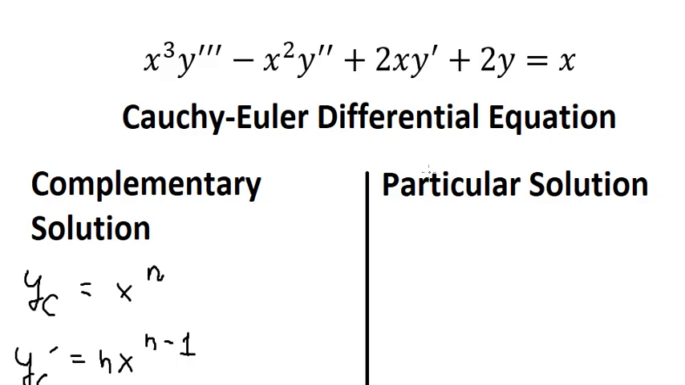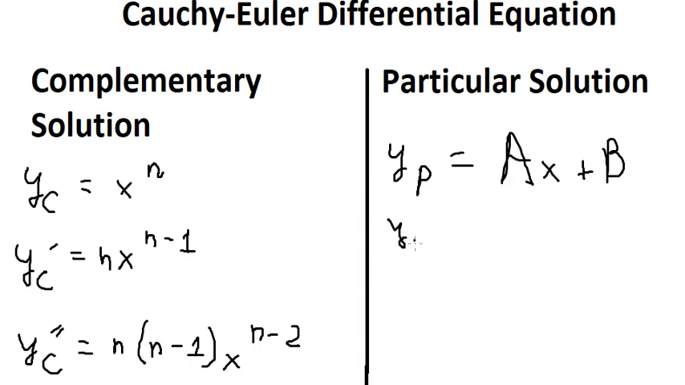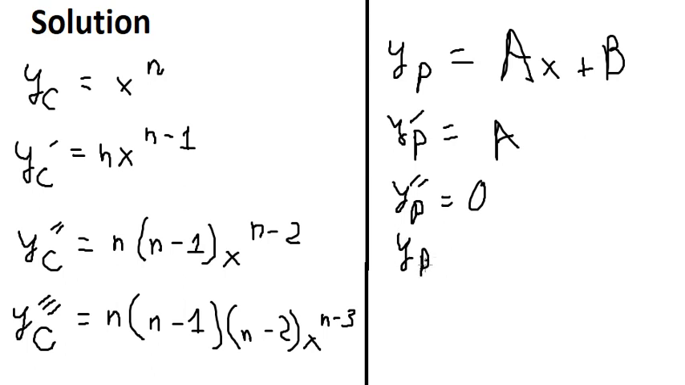Now, let's go to the particular solution. We have s here. So for yp, I will put as plus b. If I do the first derivative, you get only a, because the first derivative of b is 0 and the first derivative of s is 1. If I do the second derivative, you get 0. And the third derivative, you get 0.